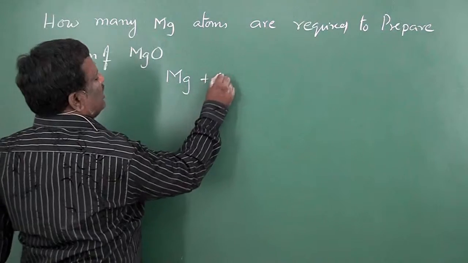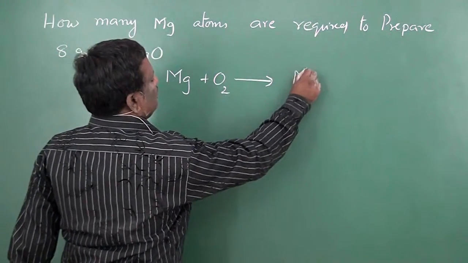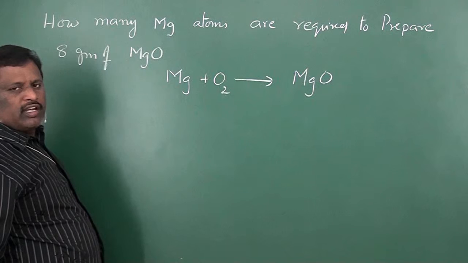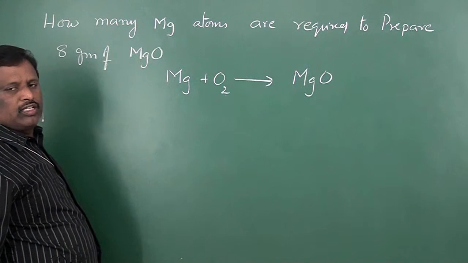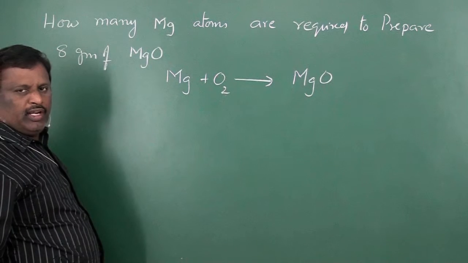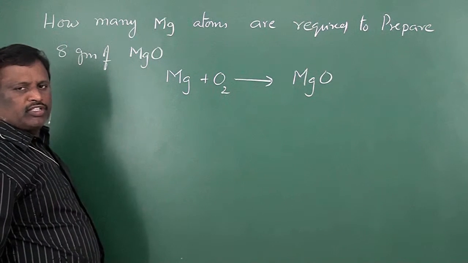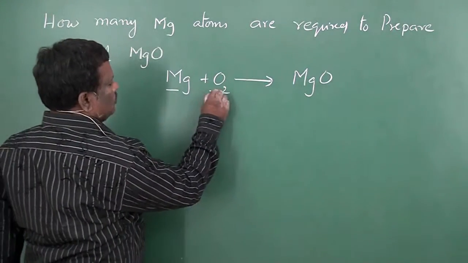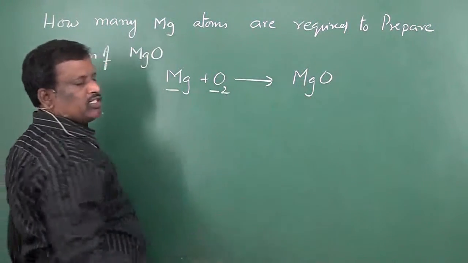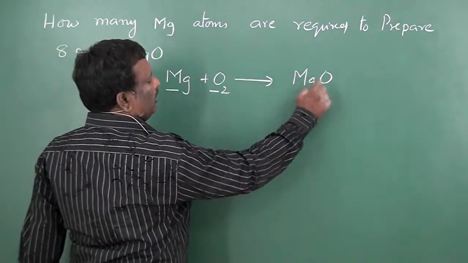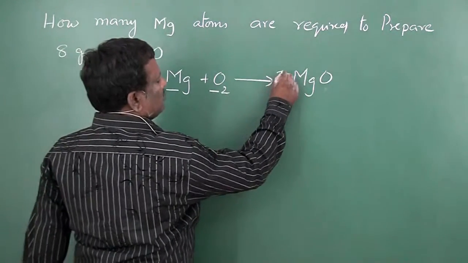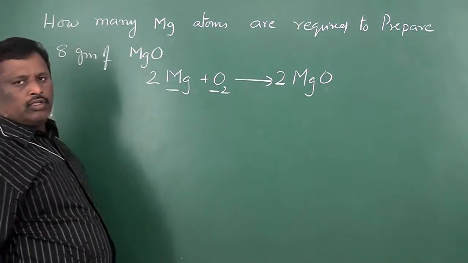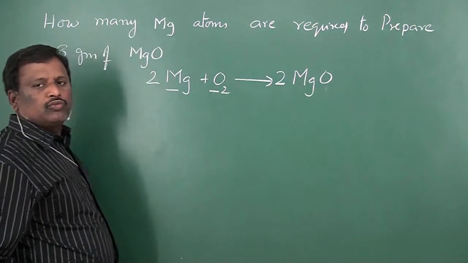When it burns in presence of oxygen, it gives us magnesium oxide. So this is the required equation. That is the first step we have to do in every problem, writing a chemical equation. Now after writing the chemical equation, the second step is to balance the equation. Now 1 magnesium, 2 oxygen atoms. So 1 magnesium on the reactant side, 1 magnesium on the product side. 2 oxygens are on the reactant side, only 1 oxygen on the product side. So to balance oxygens, just write 2 here, and balance it like this, 2 Mg. So 2 Mg plus O2 gives 2 MgO.